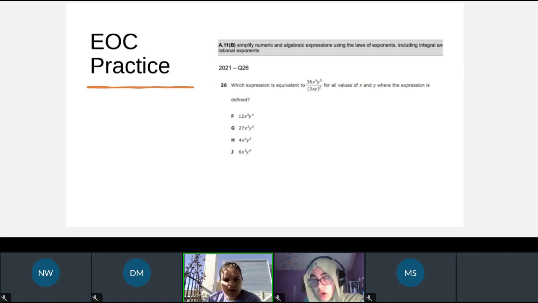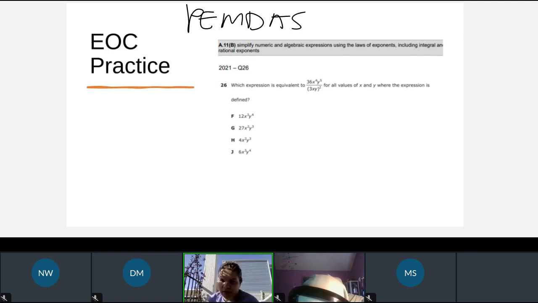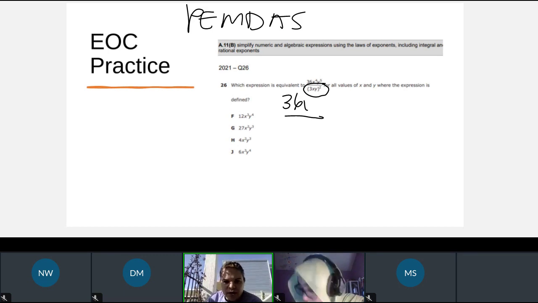Okay, so which expression is equivalent to 36 x to the 4th, y to the 5th, divided by 3xy, all of that squared? Just like our regular order of operations, we need to follow PEMDAS. We don't have anything in parentheses that can be simplified, but the bottom, all of that is being raised to the 2nd power. So I'm going to rewrite this top, x to the 4th, y to the 5th. Let's handle the bottom first.